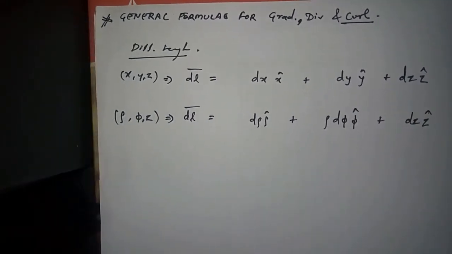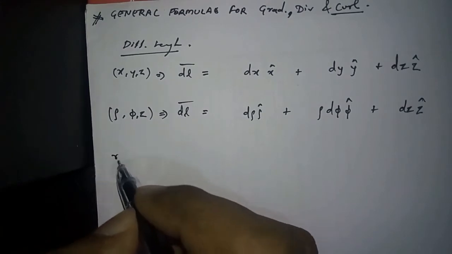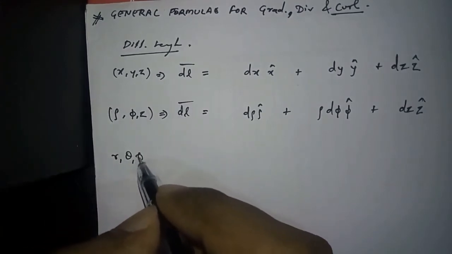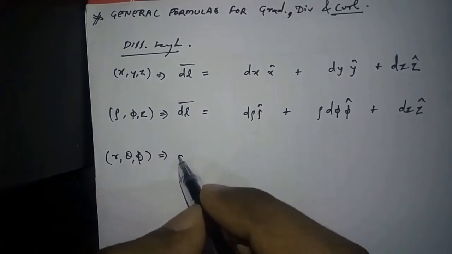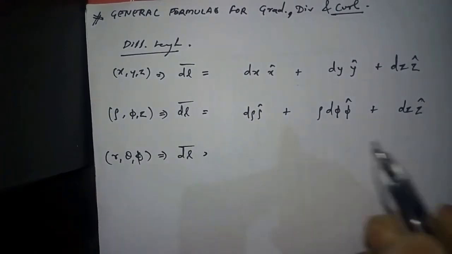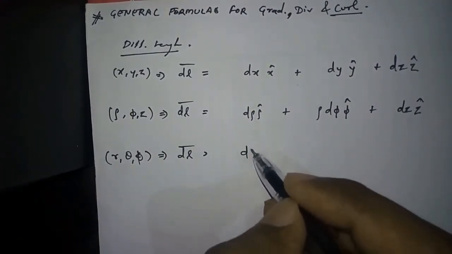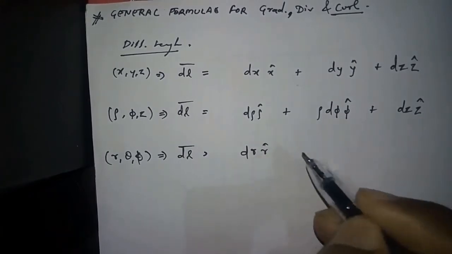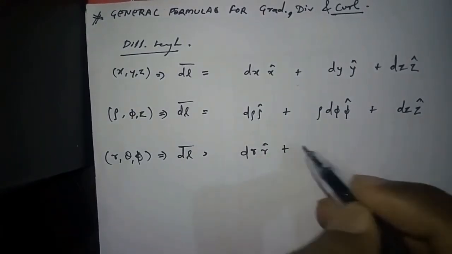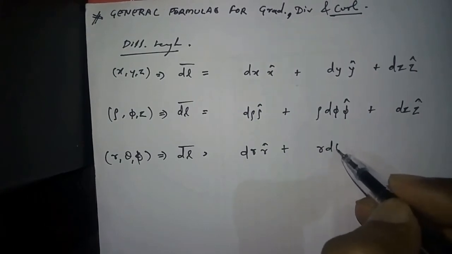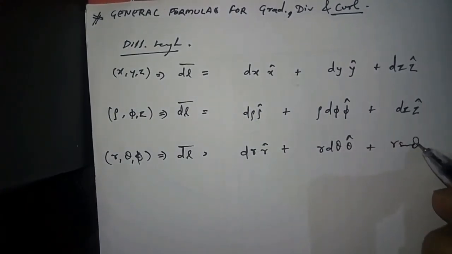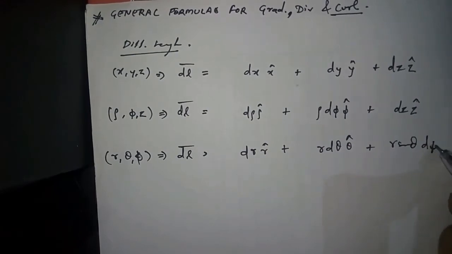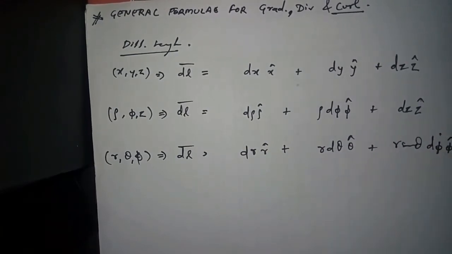Okay, and in spherical coordinate system we have r theta phi. So differential length here is equal to dr r cap plus r d theta theta cap plus r sin theta d phi phi cap.